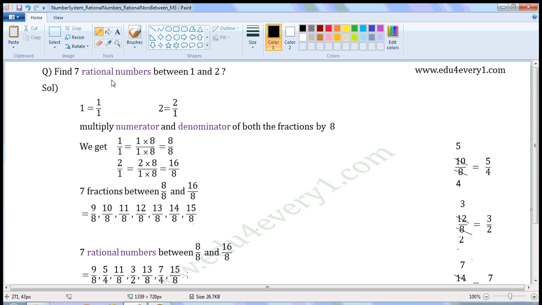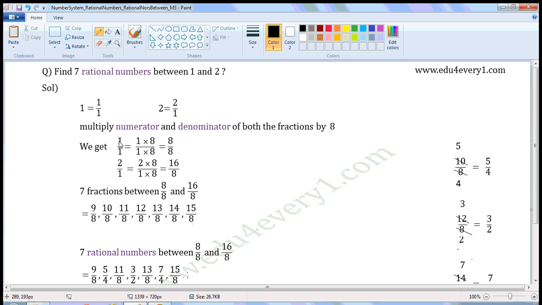Find 7 rational numbers between 1 and 2. We can write 1 as 1 by 1 and 2 as 2 by 1. We are asked to find 7 rational numbers between 1 and 2. So multiply the numerator and denominator of each fraction by 7 plus 1, 8.